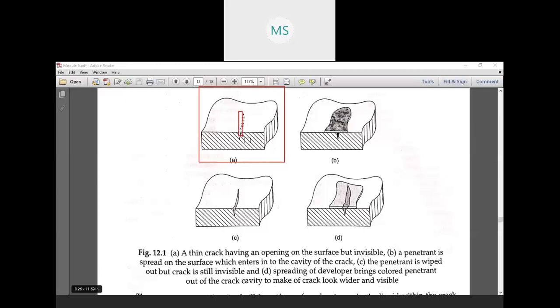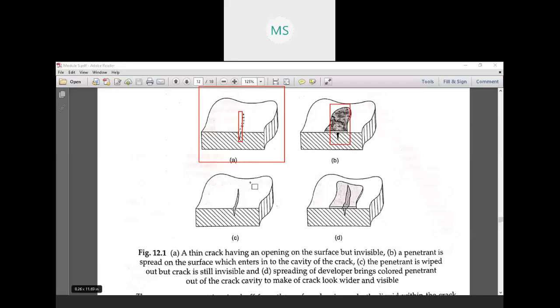There is a crack on this surface which is invisible. We don't know exactly the location of the crack, so it's a thin crack. Now what we did, we applied a penetrant on the surface, which enters into the cavity of this crack.